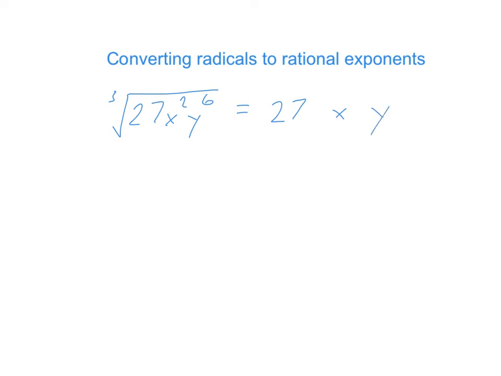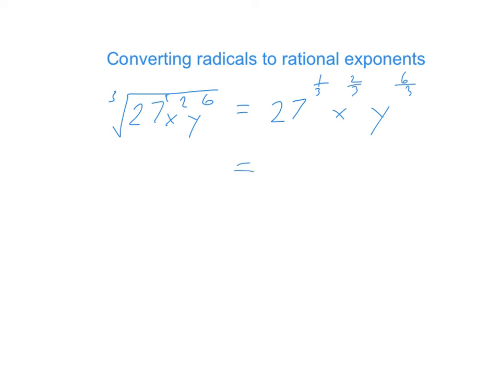So the exponents, instead of writing cube root, we can say, well, 27 had an exponent of 1 on it, and then there's the little 3 out here, so that makes the fraction 1/3. So 27 to the 1/3 power. And then the x has a 2 there over the 3, so that's 2/3. And then the y gets 6 over 3.